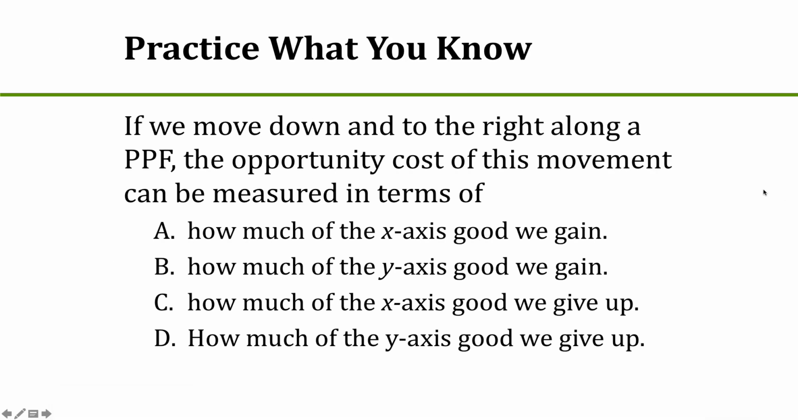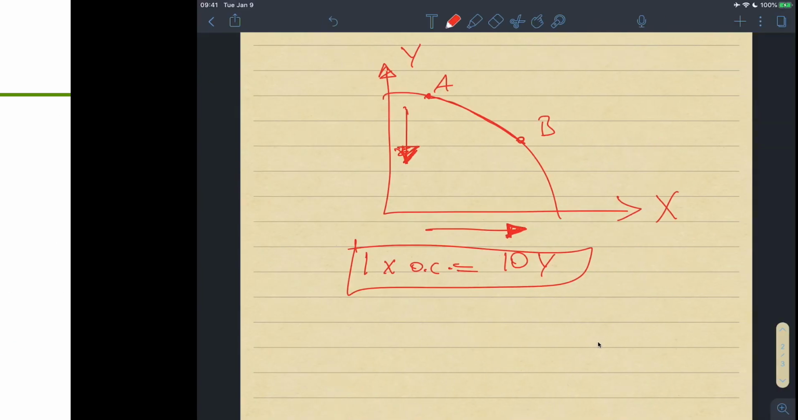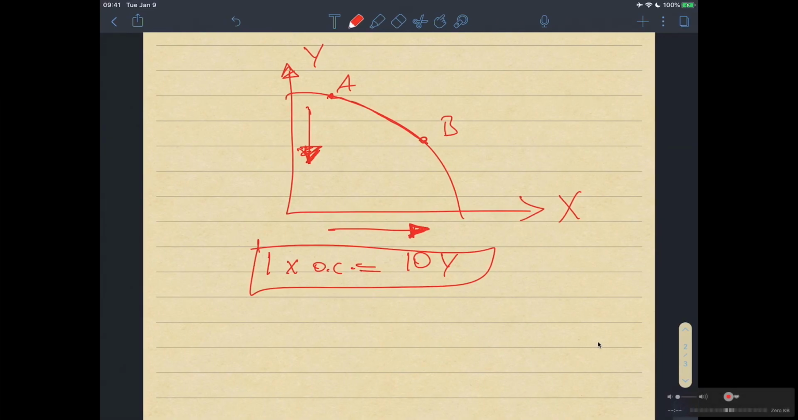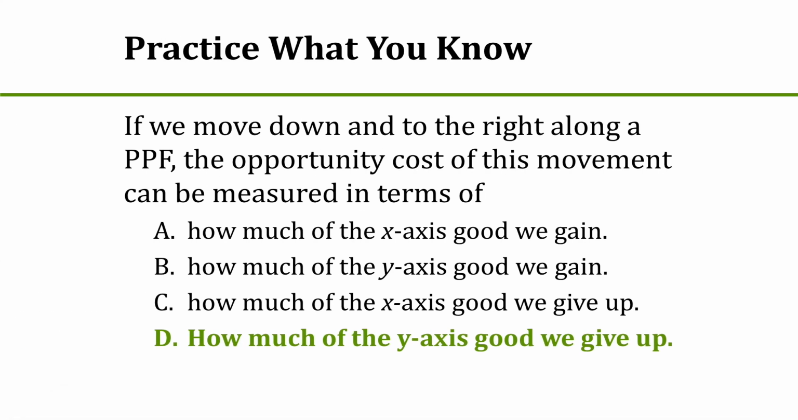So let's check the options. In that option, which one is true? How much of the y-axis good do we give up? So if we find exactly the same thing, we are producing one more of x and we are giving up 10y. Basically, the answer should be in terms of y.